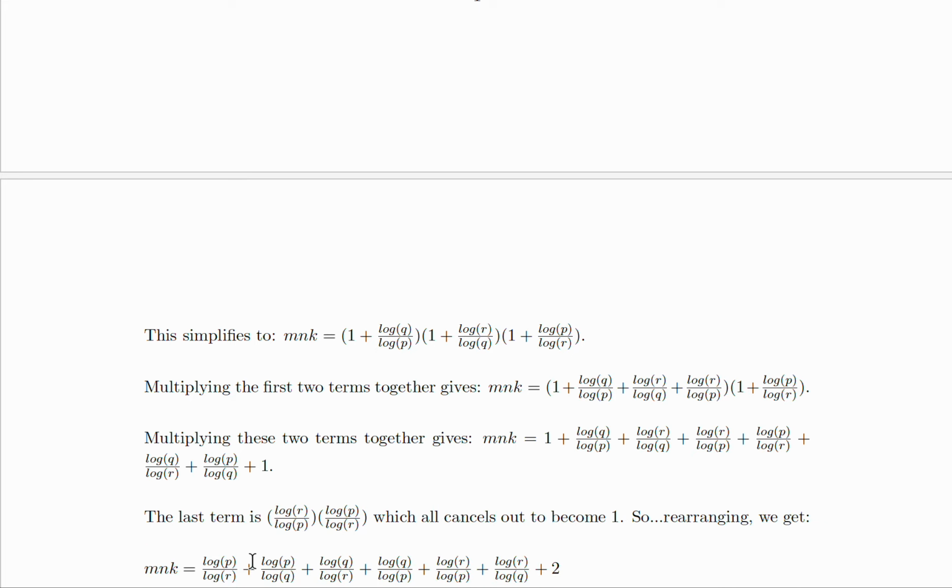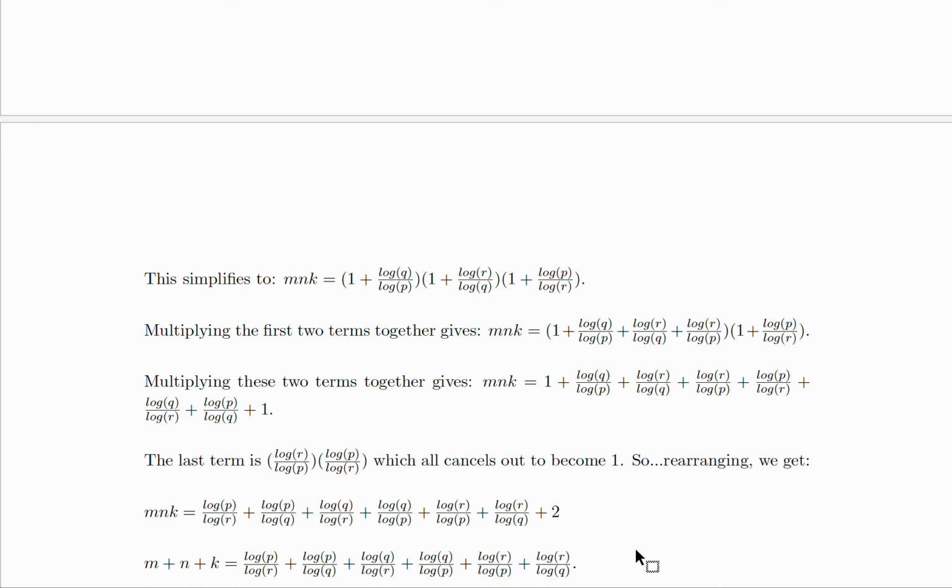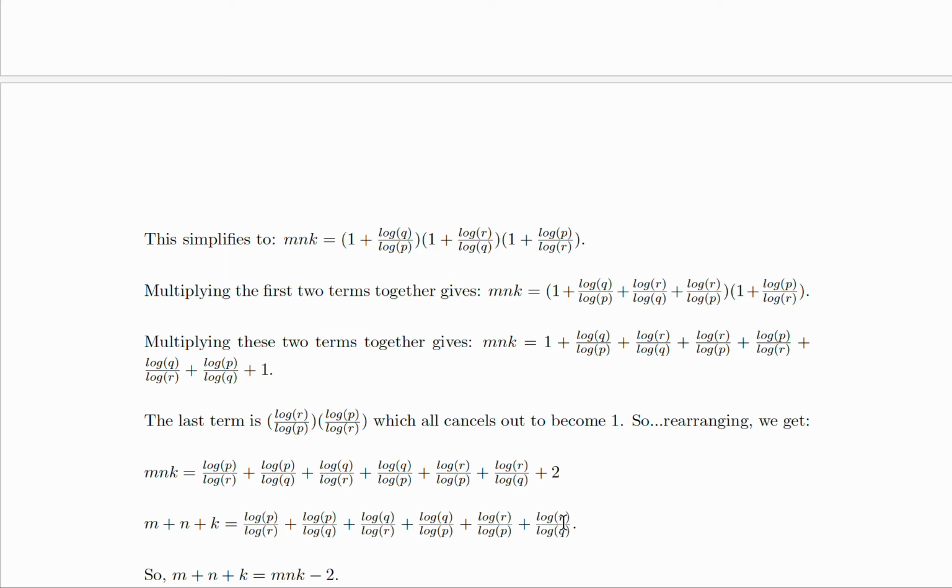And now we get something that looks very much like what we had above for m plus n plus k, except now there's an added 2 here. If we look carefully, this is m plus n plus k. They are the exact same terms, except mnk has this plus 2 here. So comparing those two, we get the final answer. m plus n plus k does equal m times n times k minus 2. Thank you.